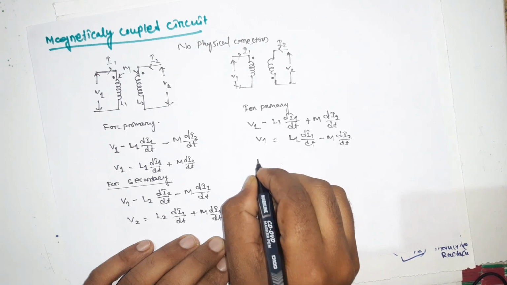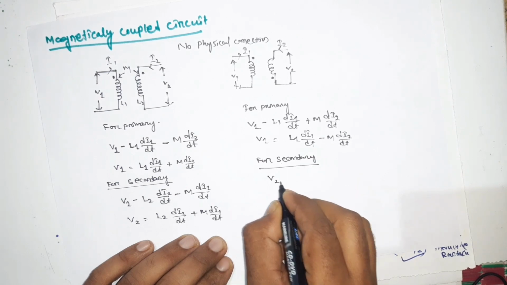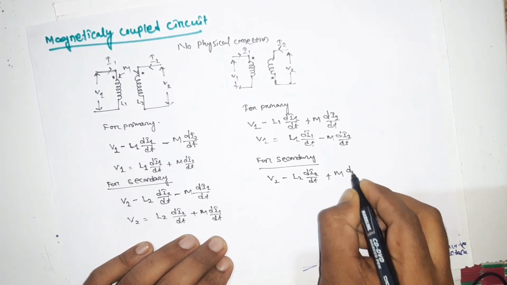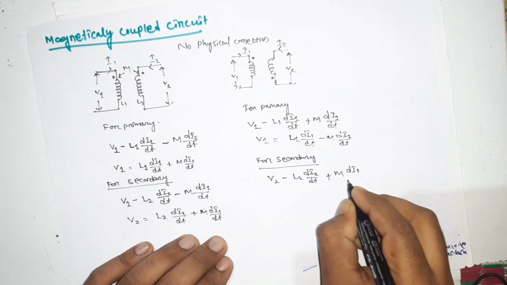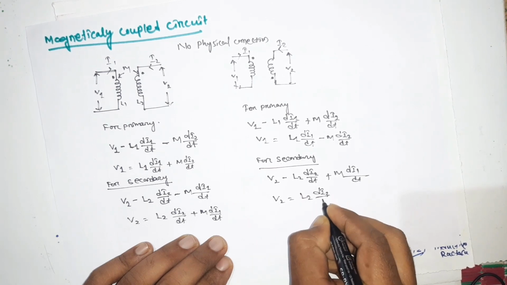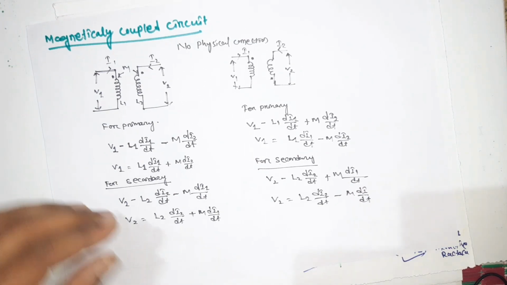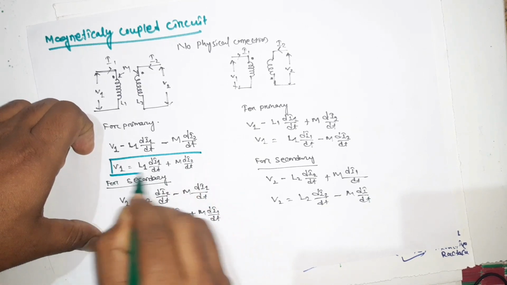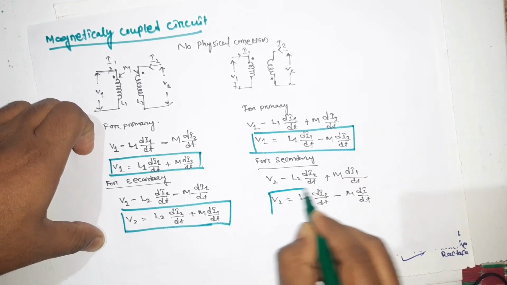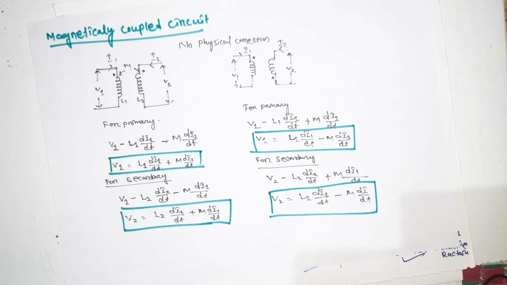Next for the secondary, V2 minus L2 di2 by dt plus M di1 by dt, opposing. So V2 equal to L2 di2 by dt minus M di1 by dt. The plus terms are added, and the minus terms are subtracted. This is the adding and this is the opposing.